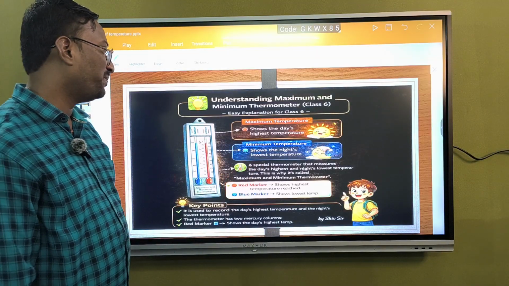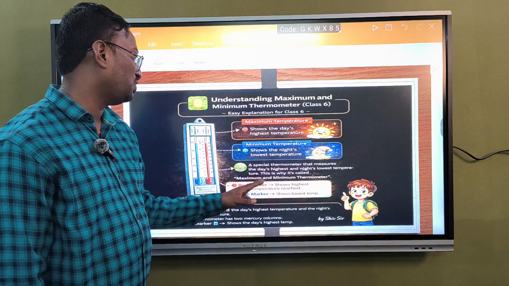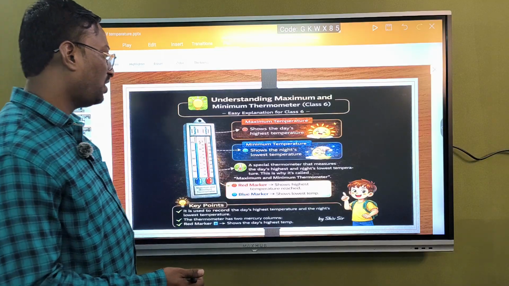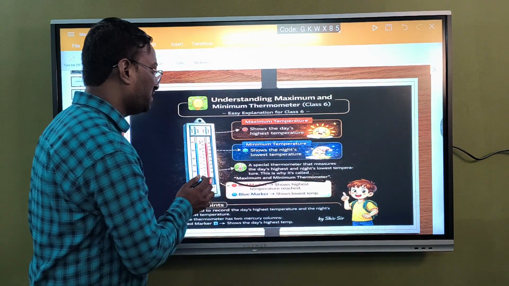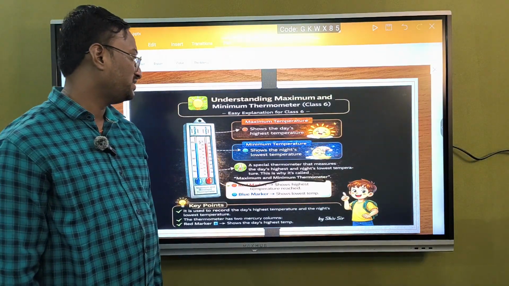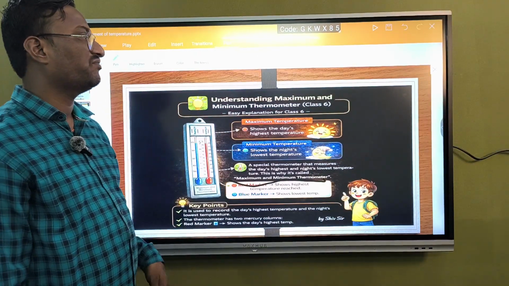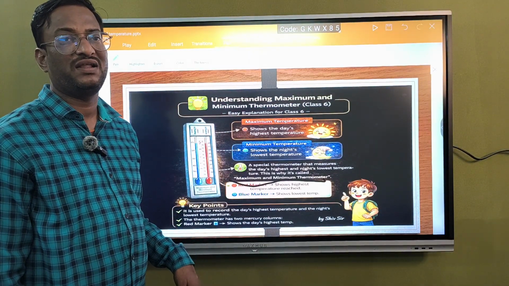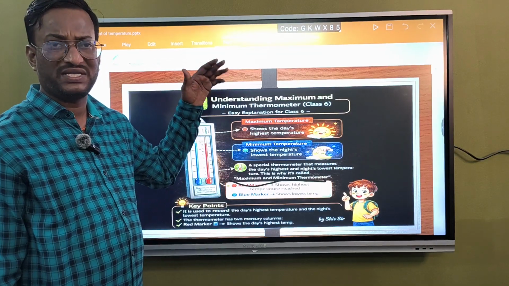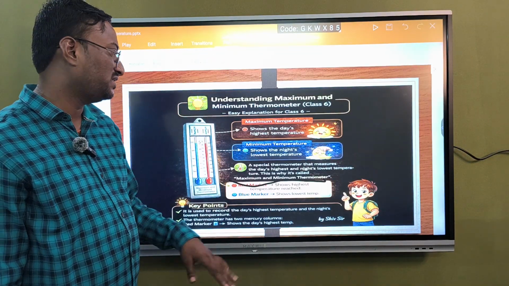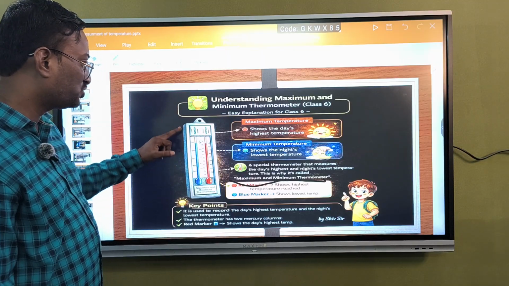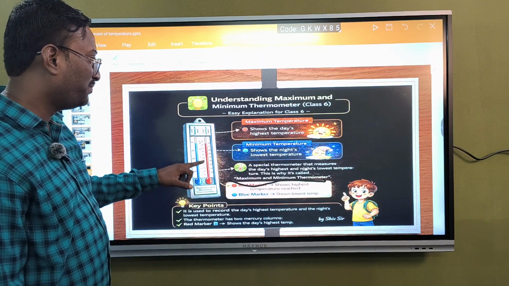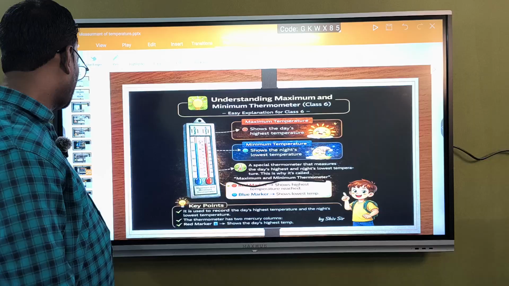A special thermometer measures the day's highest and lowest temperature, which is why it is called the maximum and minimum thermometer. It tells you the highest temperature at daytime and the lowest temperature at night time. See here, the blue mark shows the lowest temperature and the red mark shows the highest temperature.